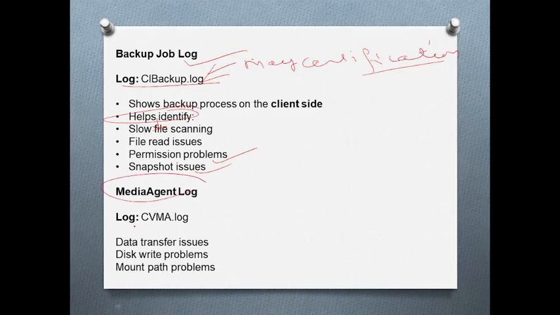Media agent logs, cvma.log. For a media agent issue, you can jump to cvma.log. It helps to identify data transfer issues, disk write operations, disk write problems, mount path problems. Mount path problems, that means why the MA, that is the media agent, went offline.